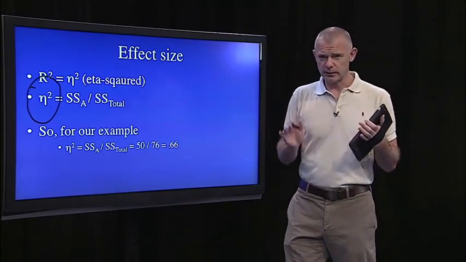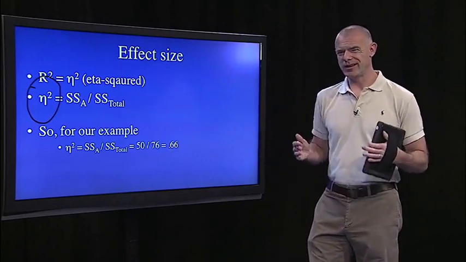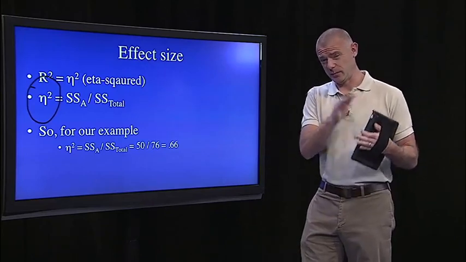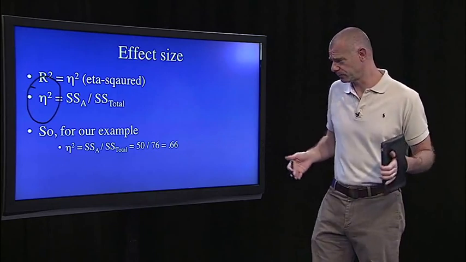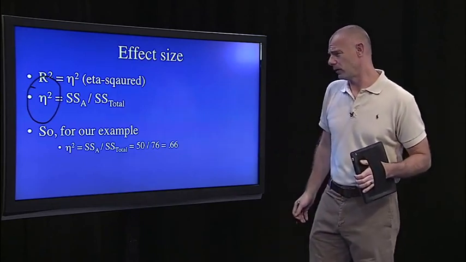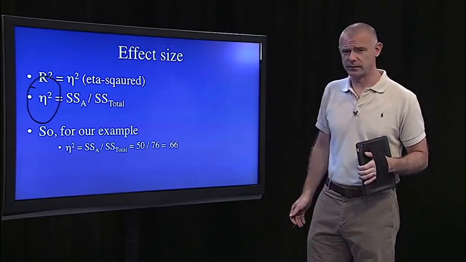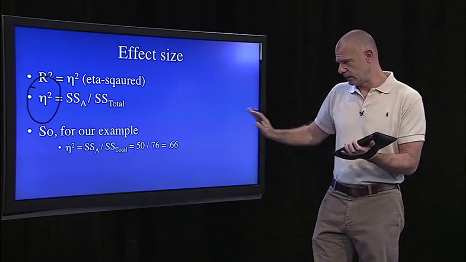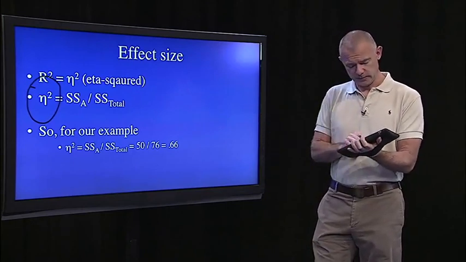In our case, it's really large, and this is unusual. Again, I just made up the data. We only had 5 subjects per condition. I made the between groups variance really big. So we get a really large eta squared. It's 0.66. You wouldn't typically see that in real research, but that's our eta squared in this example.